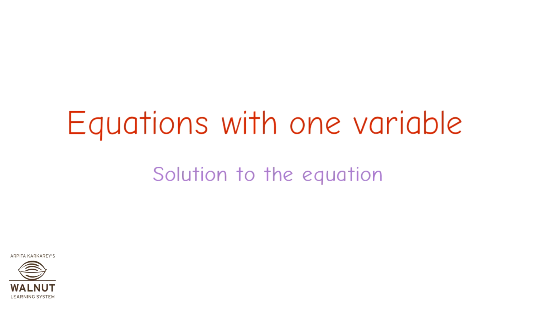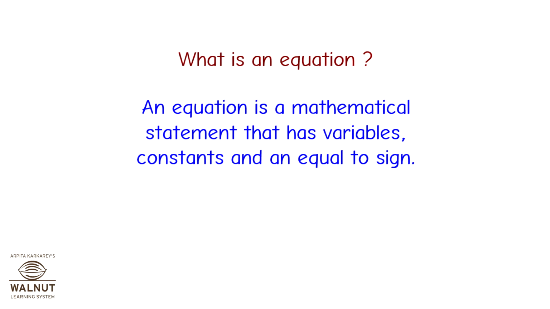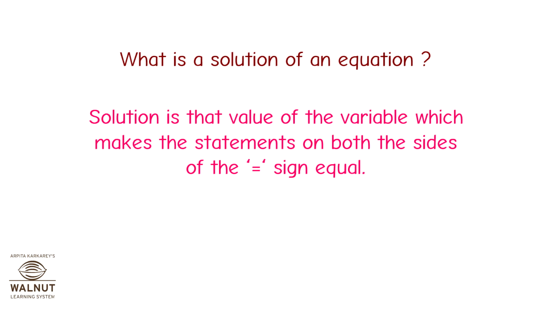Equations with one variable. Solution to the equation. What is an equation? An equation is a mathematical statement that has variables, constants, and an equal to sign. What is the solution of an equation? A solution is that value of the variable which makes the statements on both the sides of the equal to sign equal.